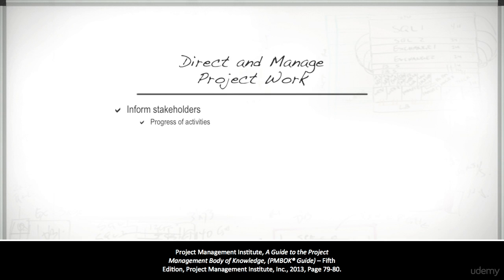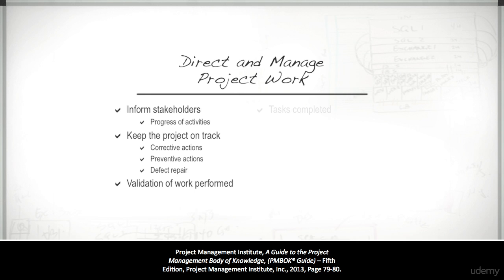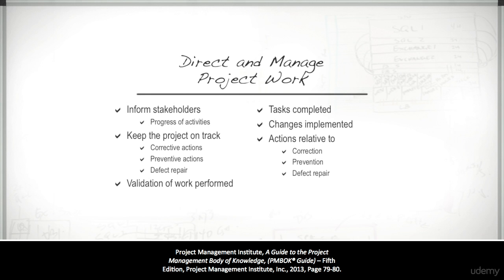Project execution activities also help drive actions that help keep the project on track. Now, these activities typically come in three formats: corrective actions, preventative actions, and defect repair, which you'll learn about later in the course. Execution activities also provide some validation of work performed, tasks completed, changes implemented, and actions relative to correction, prevention, and defect repair, all of which help drive a project toward completion.